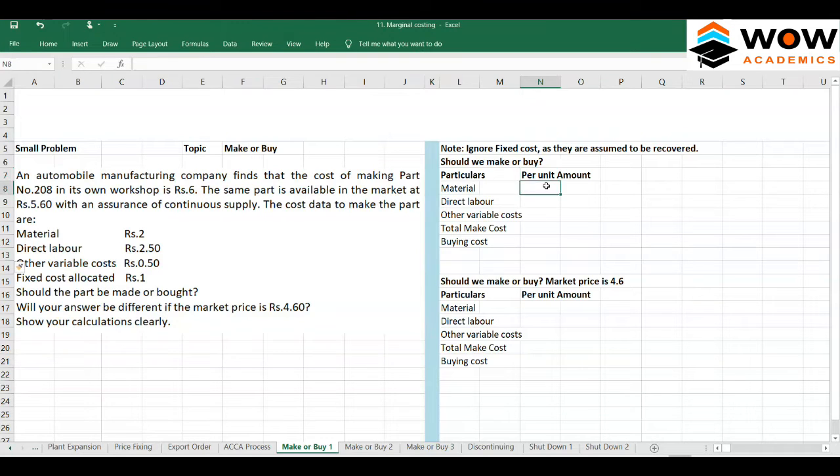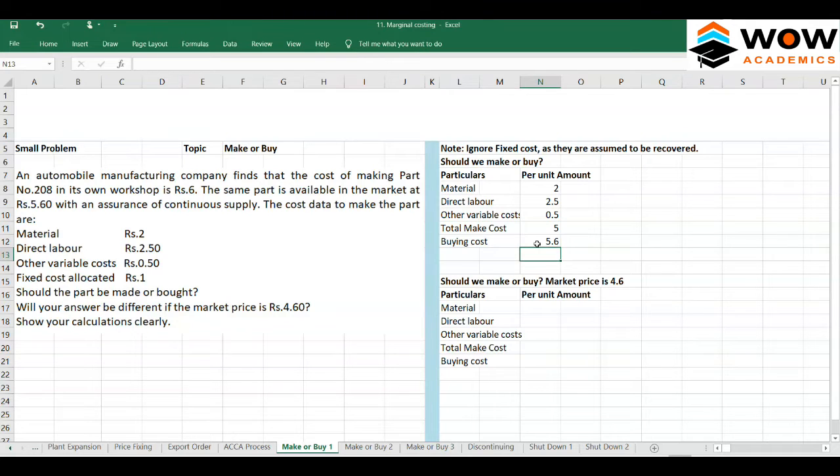Per unit wise, the relevant costs are 2 and 2.5, and the other variable cost is 0.5. These are the variable costs. So the total cost of manufacturing is only 5. It's not the 6, because we have to ignore the fixed cost. So the buying cost is now how much? 5.6.